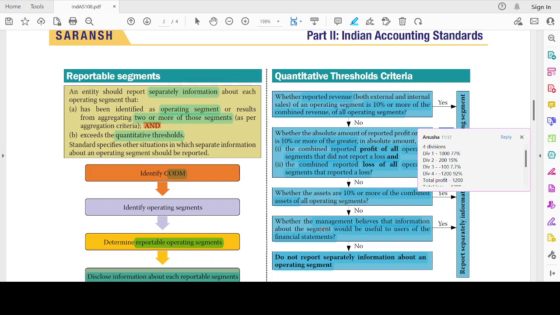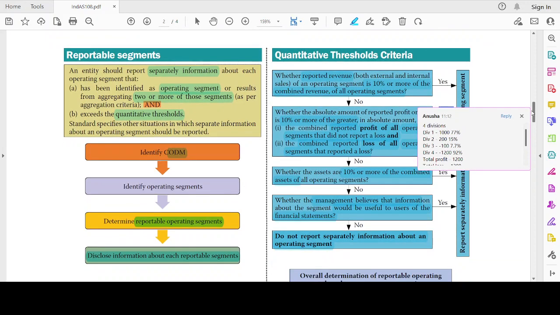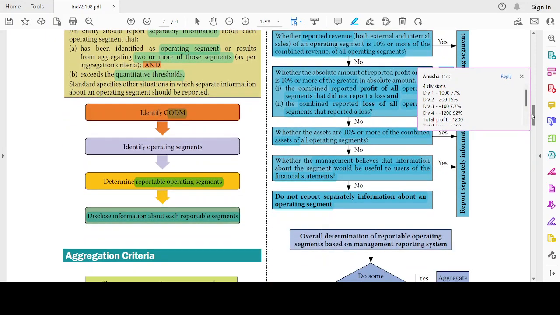That is not exceeding any of the conditions or not fulfilling any of the conditions, even then there is information which is useful, it is material to users of the financial statements. That's why I'm going to disclose it as a separate operating segment. If none of these conditions are satisfied, then you do not report it as an operating segment.